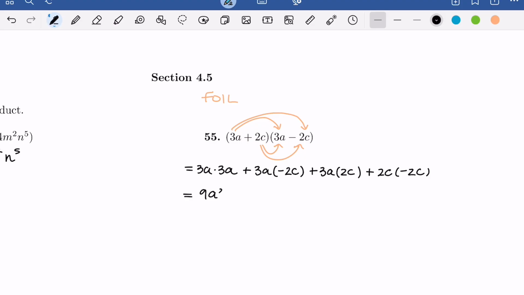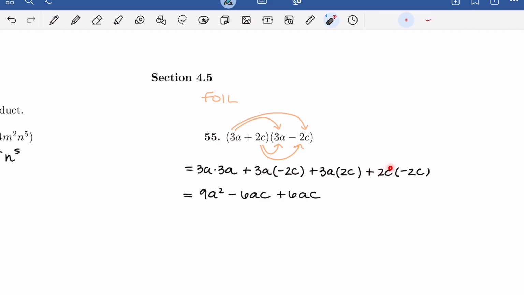So 9a squared is going to be our first term. Now for the second term here, this is going to give us 3 times negative 2, which is going to give us a negative 6, and then we just have a times c. And then this middle term here is 3 times 2, which is going to give us 6, and then we again just have this a and c there.